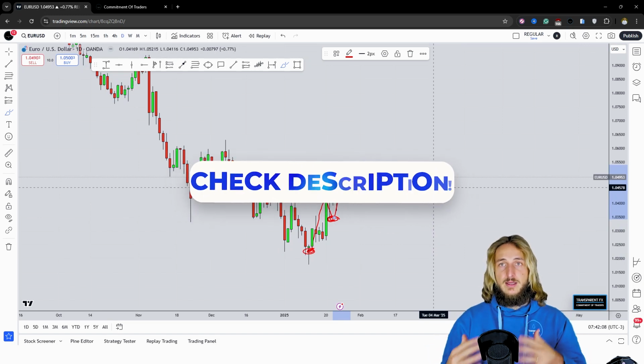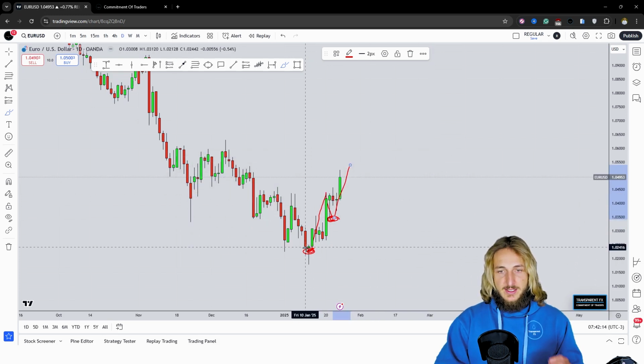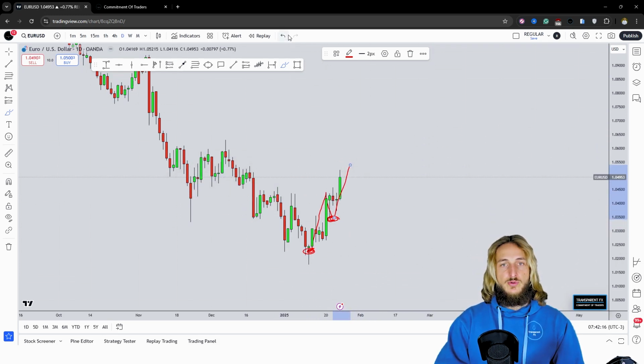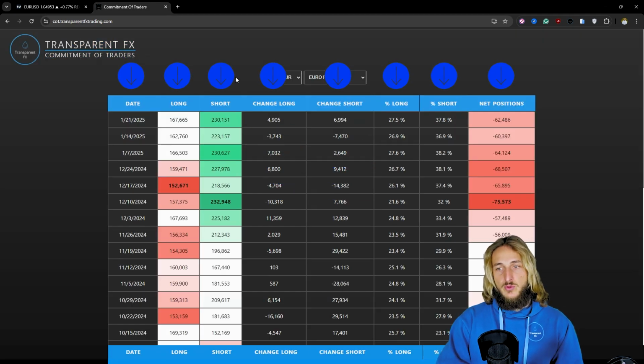And by the way, I will link in the description this previous analysis, so you can go and check it out for more free education. But now that the market has created a break, retest, and continuation to the upside, what would I expect? Well, first of all, let's go and see what we have when it comes to the commitment of traders, so what the big players in the market are doing, and let's look at the data precisely for the euro.